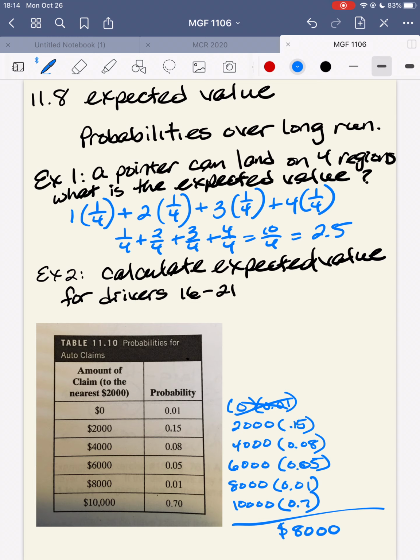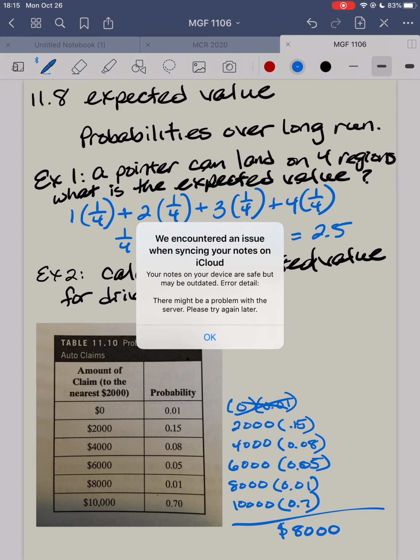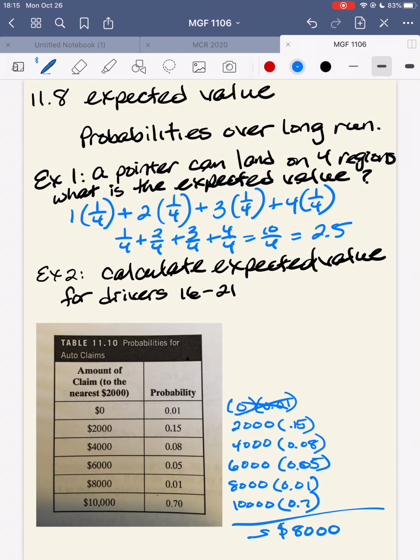So part B of this would say what would be a practical idea of this number. Okay, the company should charge a premium so that it doesn't gain or lose money, and it should charge $8,000 for that.